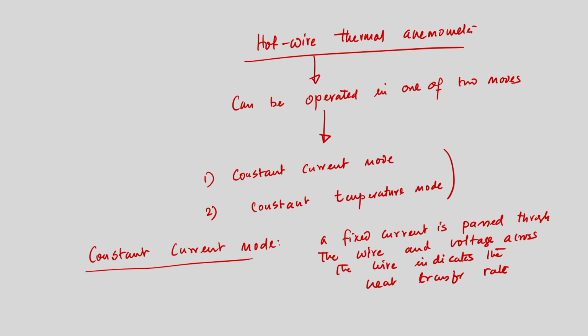Whether only one component is there, or if it is a chaotic flow, then there will be multiple components. But again, we have seen that two wires can be placed at right angles to each other to measure the normal component as well as the lateral component. But in the constant current mode, a fixed current is passed through the wire, and the voltage across the wire is an indication of the heat transfer rate.